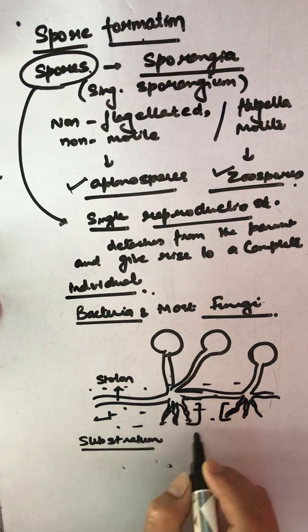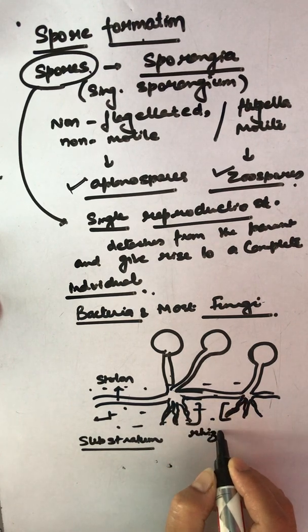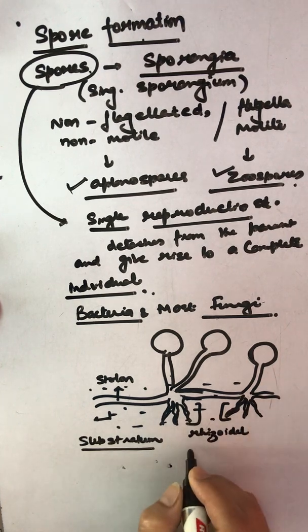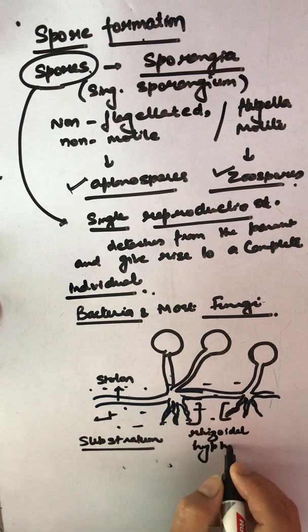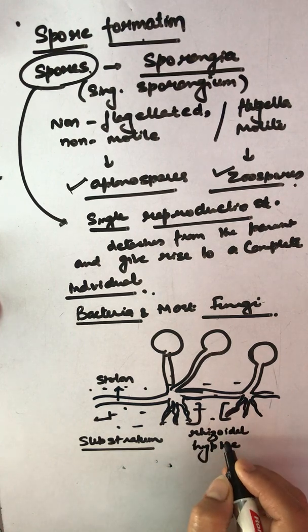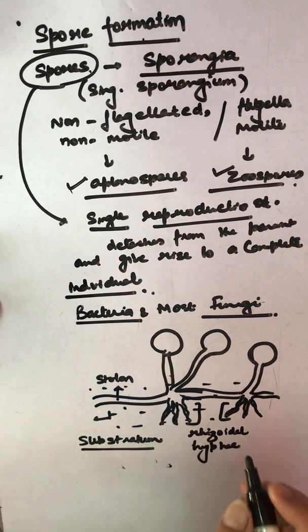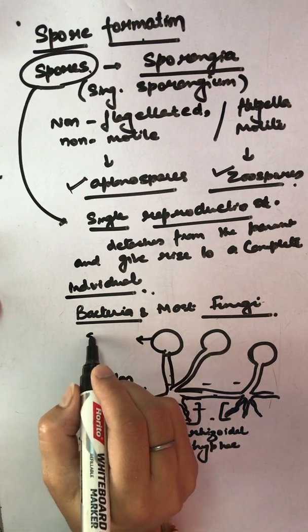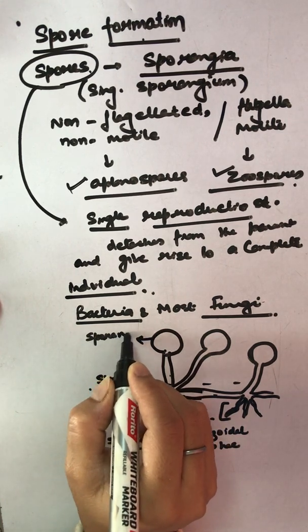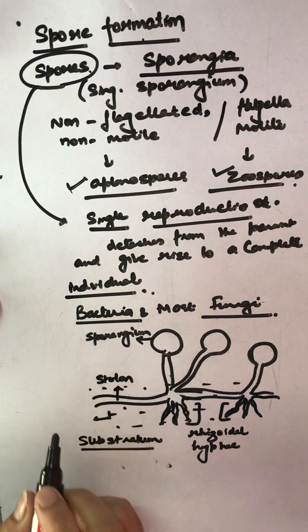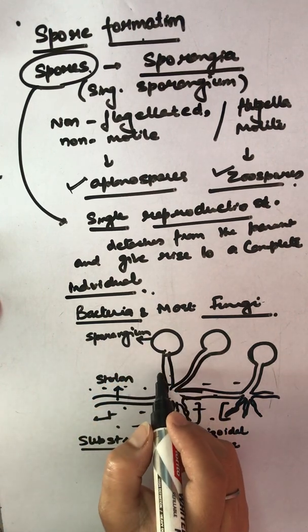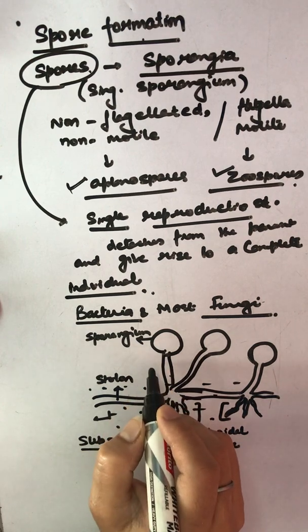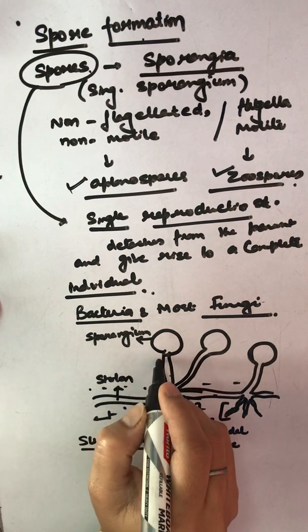And these are rhizoidal hyphae because these are towards the root side. Then this ball-like structure is known as sporangium. And this entire stalk and a sporangium together known as sporangiophore.